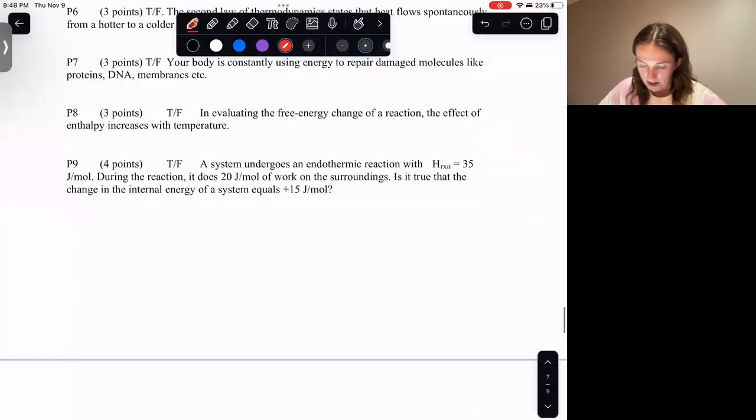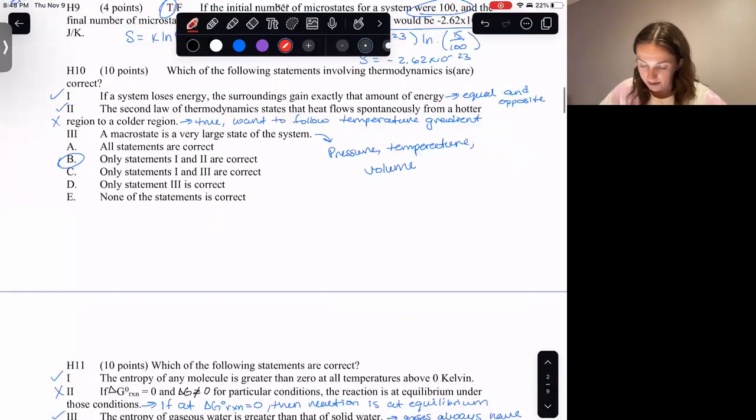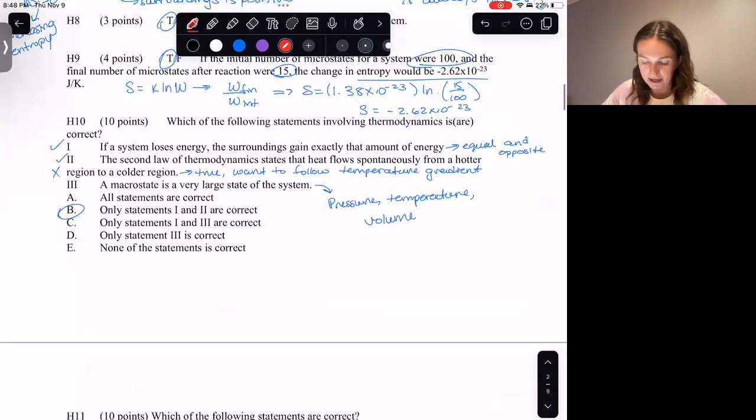And then I have a question about question 10. So for statement 3, we're saying a macro state is a very large state of the system. The question was saying, why is this false? They thought that macroscopic was energy related properties of an entire ensemble of molecules. And that's correct. We think of macro states as like the pressure of the system, the temperature, all of these big components of it.